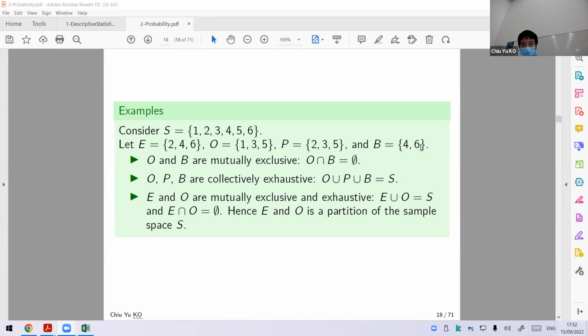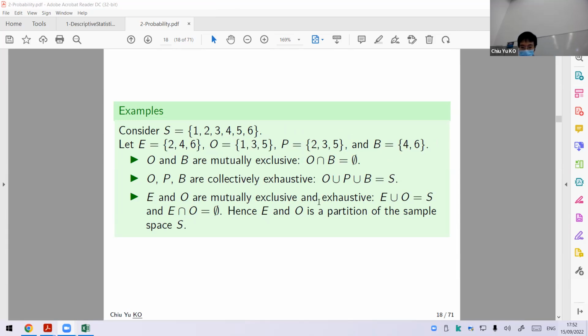And look at this. The second statement is O, P, and B are mutually collectively exhaustive, because at least one of them would happen. You can find 1 from O, 2 from P, 3 from O and P, 4 from B, 5 from O and P, 6 from B. And the union of them is exactly the sample space. That means no matter what outcome you get when you roll a die, at least you can say either O or P or B happens.